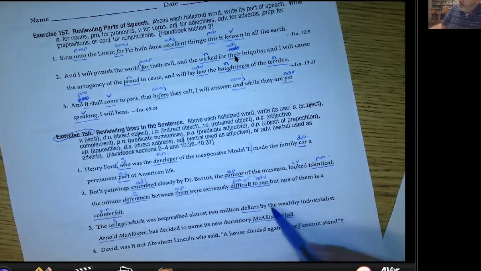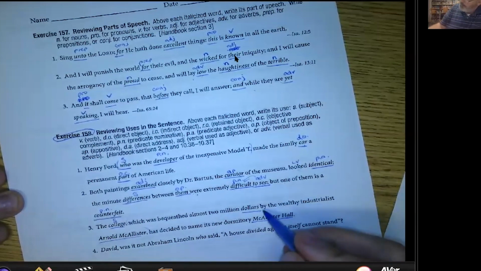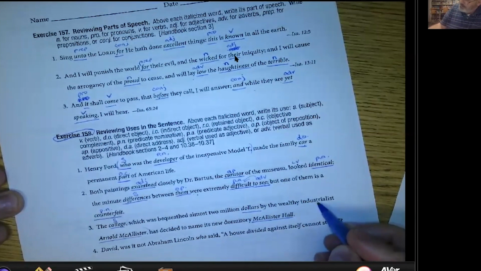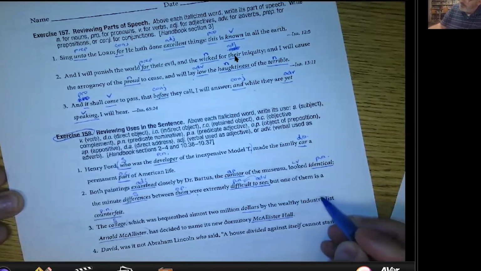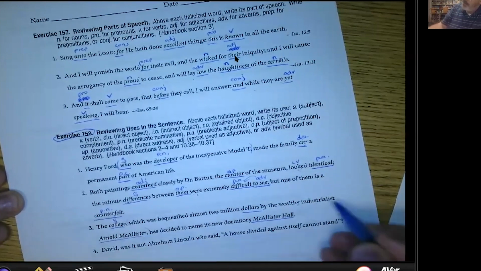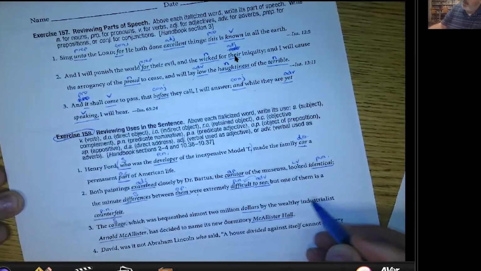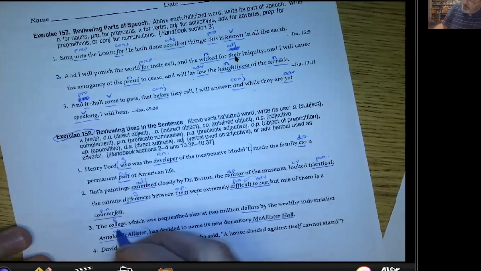Well, let's go to the easy one first. By the wealthy industrialist Arnold McAllister. So by the wealthy industrialist, that's a prepositional phrase, right? And so industrialist is an object of preposition, which is a noun. And then Arnold McAllister is an appositive describing who the industrialist is. By the wealthy industrialist. Who's that? Let's make positively sure we know who it is. It's Arnold McAllister. So this is an AP, an appositive.